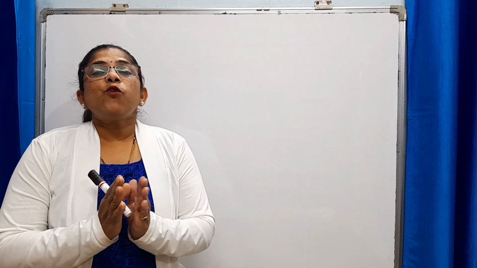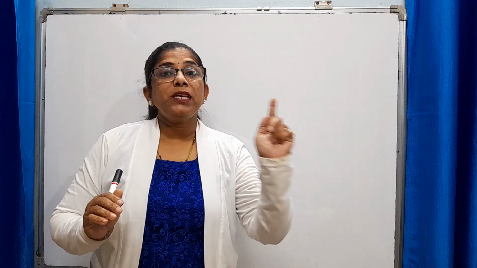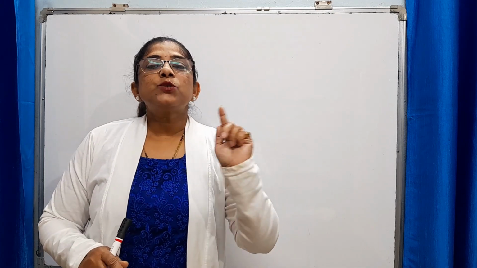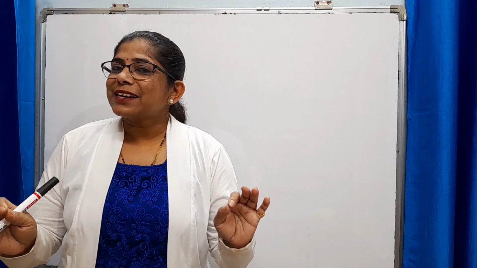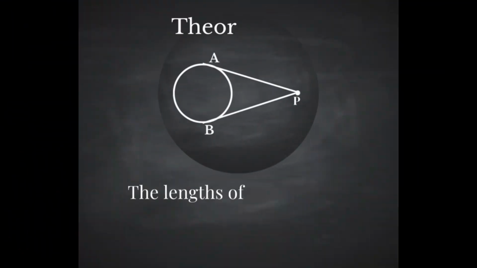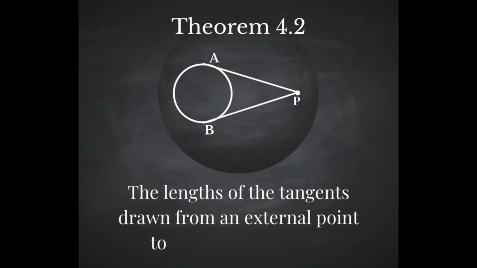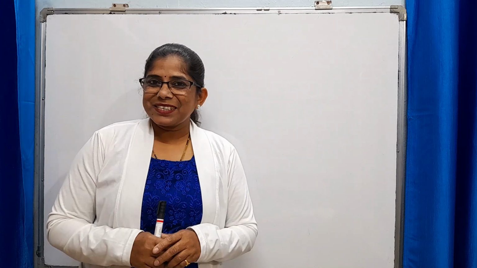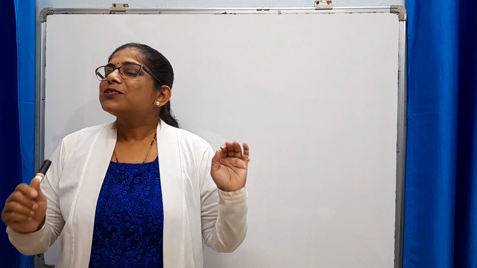Now, let's talk about the second theorem. So, what is this second theorem? When we draw two tangents from an external point, these two tangents are equal in length. This is our second theorem. The lengths of the tangents drawn from an external point to a circle are equal. That's it. So what is the first thing we have to do here? Always, the first thing is to draw the required figure. So let's draw the required figure to prove this theorem.